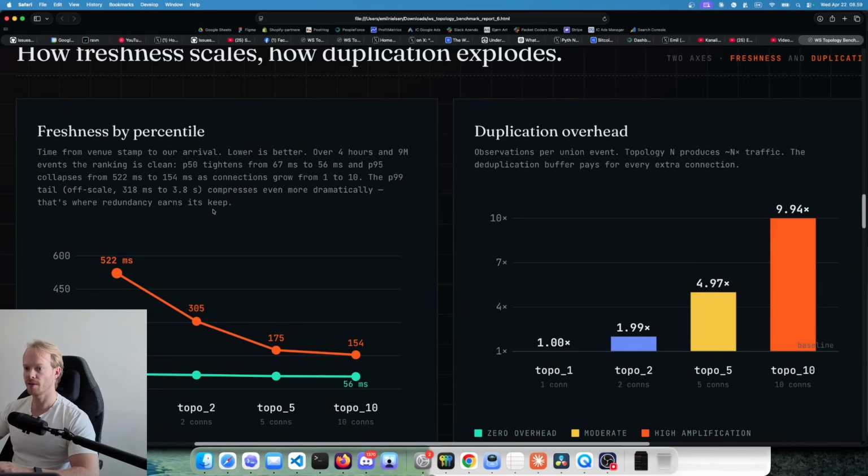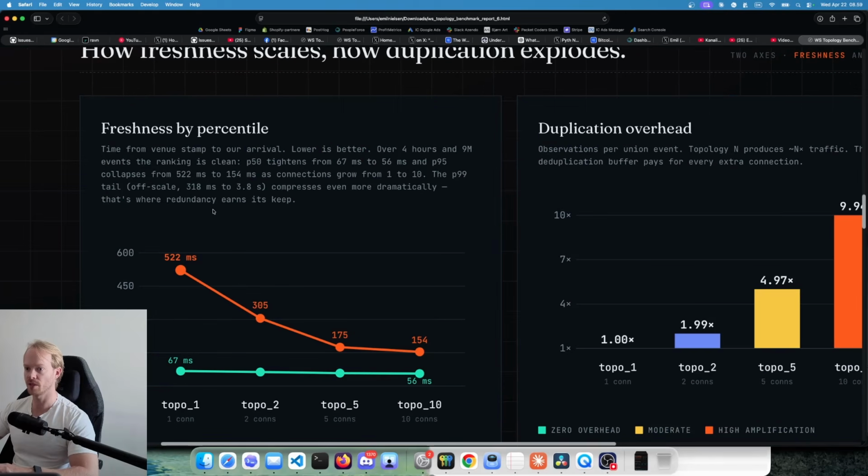And here we are looking at the freshness by percentiles, so time from venue stamp to our arrival. Lower is better. So over 4 hours and 9 million events, the ranking is clear. The P50 tightens from 67 milliseconds to 56 milliseconds, and the 95th percentile collapses from 522 milliseconds to 154 milliseconds as connections grow from 1 to 10.